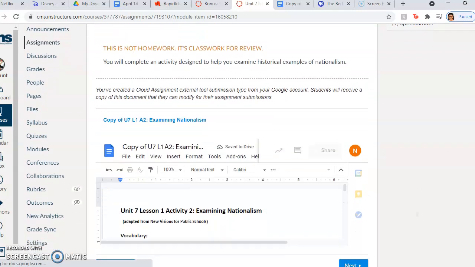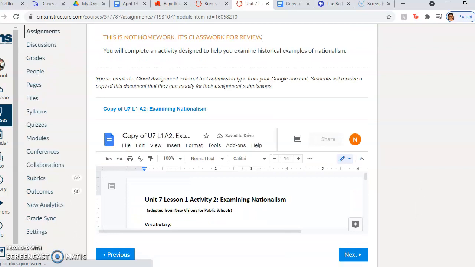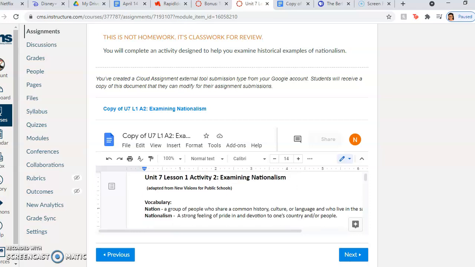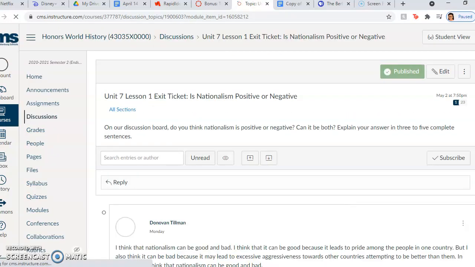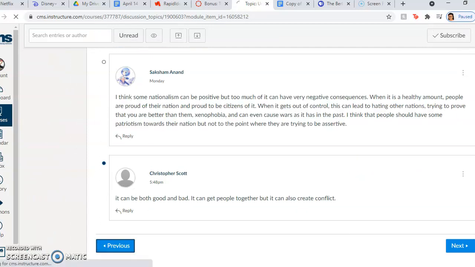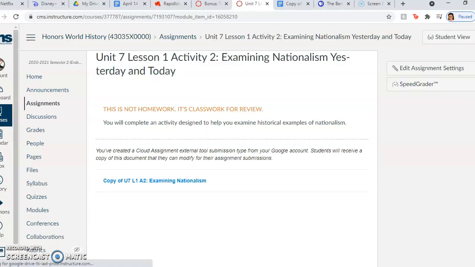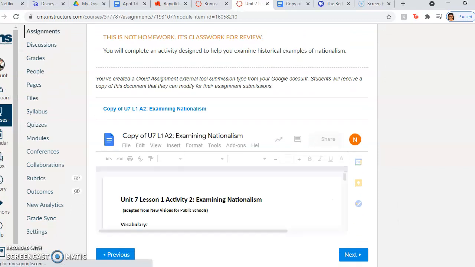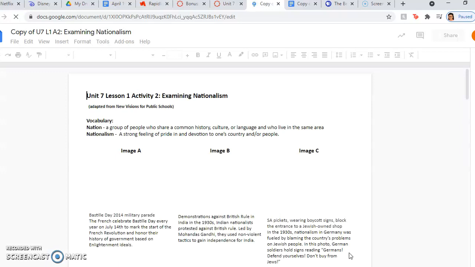Nationalism is having pride in one's own country, and we were examining the positive and negative impacts. We had 5 points for the positive impact, and we had 5 points to prove the negative impacts. Then you had a document that allowed you to navigate nationalism and to examine to see how we can detect it.